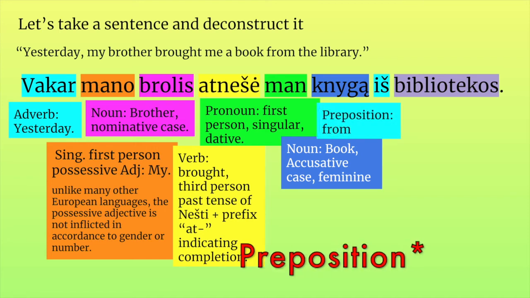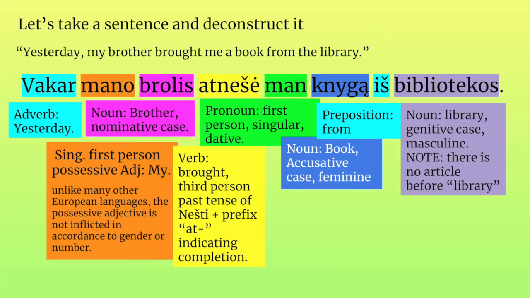Iš is a preposition meaning from. Finally, we have bibliotekos. Bibliotekos is a noun. It is library in the genitive case. It is a feminine word. Genitive case meaning from where, brought from the library. It was the library's and was now brought over. Note that there is no article before library. Lithuanian has no articles in it.